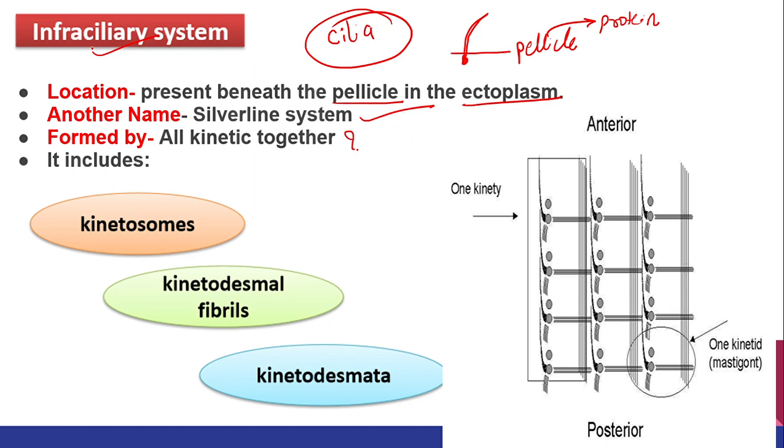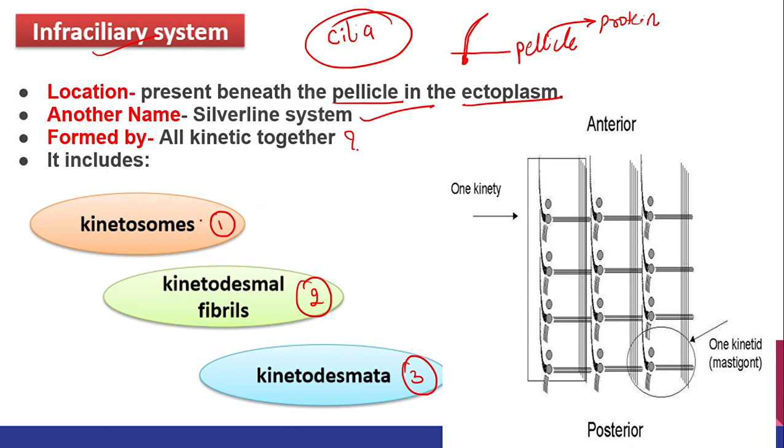Now, if I talk about the digestive system, it is a system which consists of lots of organs, lots of parts. For example, it starts with mouth, then esophagus, stomach, intestine. So obviously the infraciliary system will also consist of different parts or components. What are the different parts of the infraciliary system? We have three parts. First one is kinetosomes, second one is kinetodesmal fibrils, and the third one is kinetodesmata.